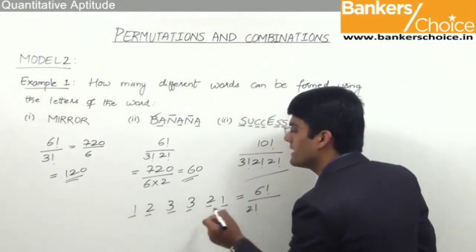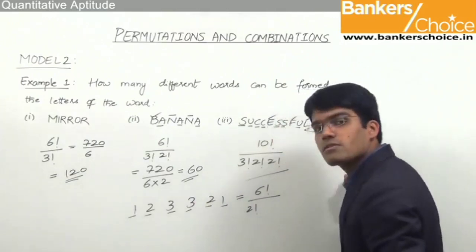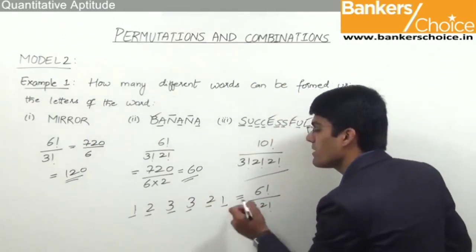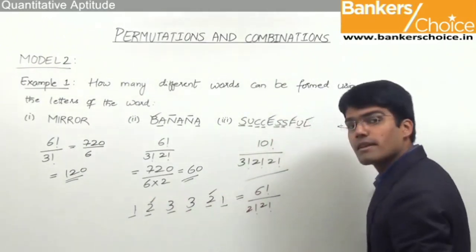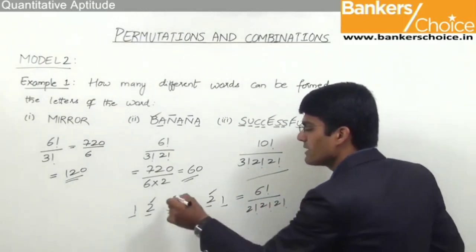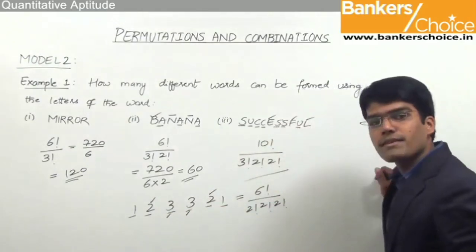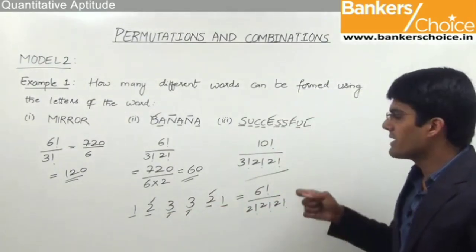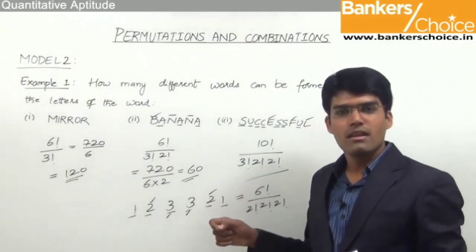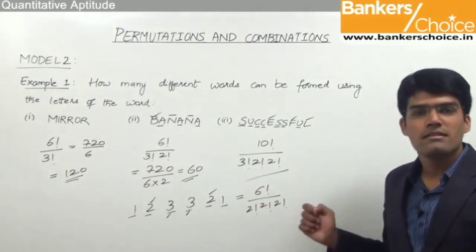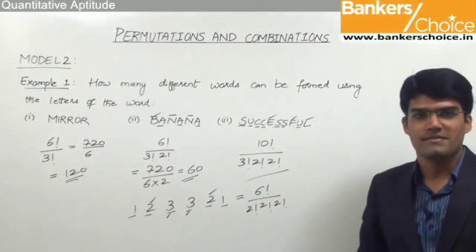Why? Because the digit 1 appears twice. Then again 2 factorial because the second digit 2 also appears twice. And again 2 factorial because the third digit 3 again appears twice. So whatever be the type of object, it can be a letter or it can be digits, we need to go for factorials in the denominator whenever there are repetitions.